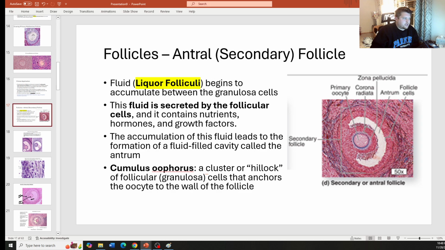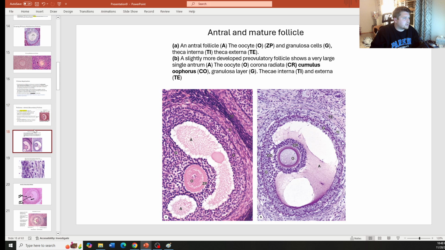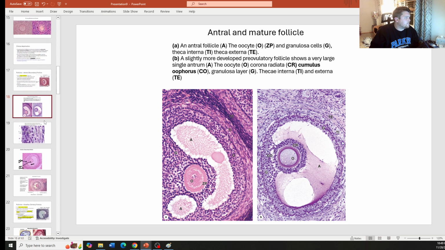You also get a structure called the cumulus oophorus. This is a cluster, also called a hillock, of follicular, or granulosa, cells that actually anchor the oocyte to the wall of the follicle. I don't believe it is labeled on this. I thought I had. Here we go, CO. Yeah, there it is right there. The CO layer right here. This region over here is that cumulus oophorus.